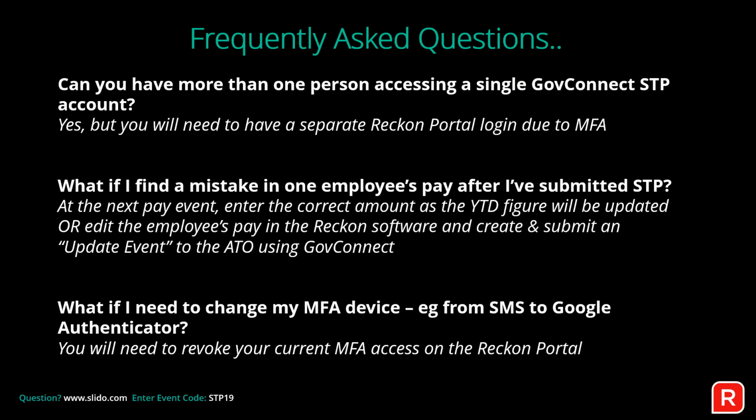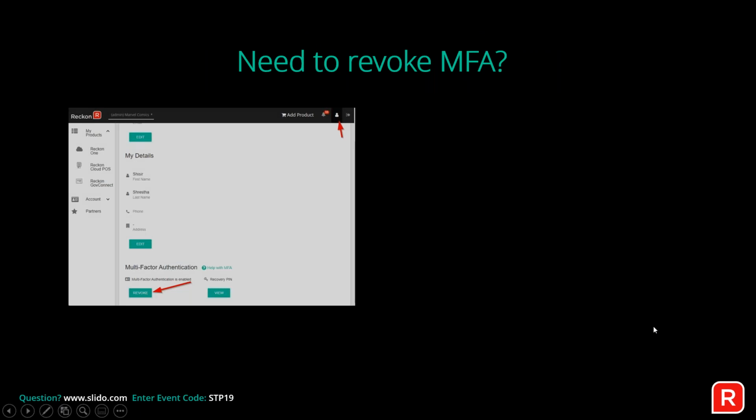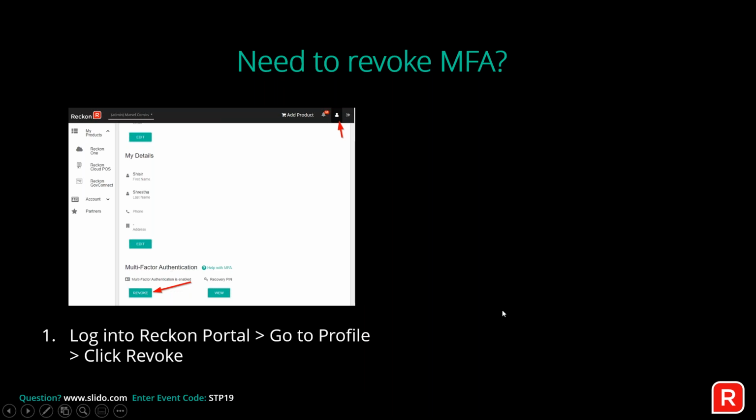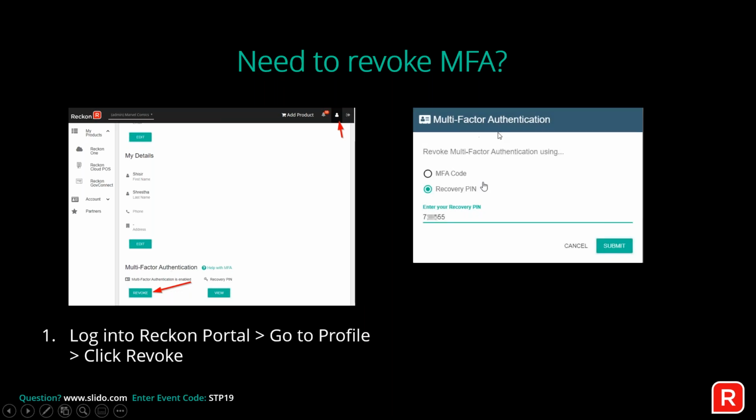What if I need to change my MFA device, e.g. from SMS to Google Authenticator? Well, firstly, you'll need to revoke your current MFA access on the Reckon portal. When you go into the Reckon portal, just click on the profile icon up here, the little human symbol there. And down at the bottom of the screen, you've got the multi-factor authentication area, and just click on revoke. You will be asked for your recovery PIN, so enter that in and click submit.